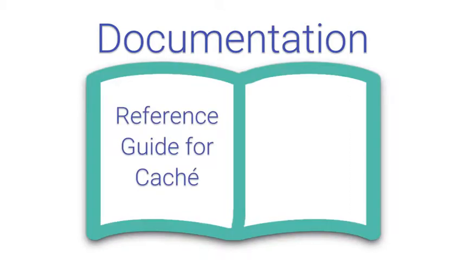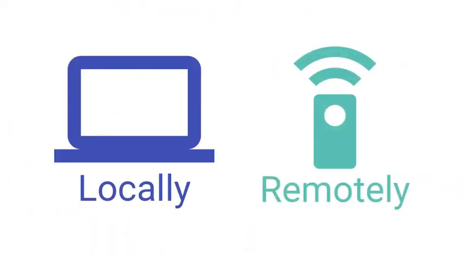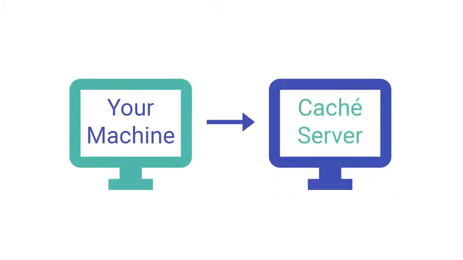Finally, there is the documentation, which is an expansive reference guide for Caché. It includes manuals for development and system management and contains the class reference guide for viewing APIs. You can run any of these tools locally or remotely. Typically, you will connect your machine to the server where Caché has been installed. Let's take a look at each of these tools.